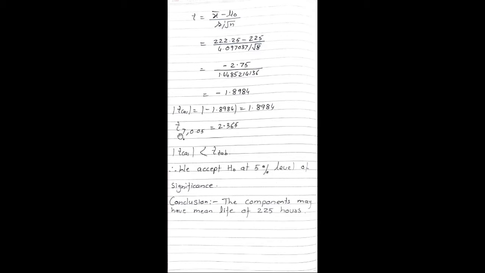The table value of t for 7 degrees of freedom, that is n minus 1 degrees of freedom, and 5% level of significance, the table value is 2.365. So we can say that mod t calculated is less than t tabulated. Therefore, we accept H naught at 5% level of significance. So the conclusion is that the components may have mean life of 225 hours. See the next example.